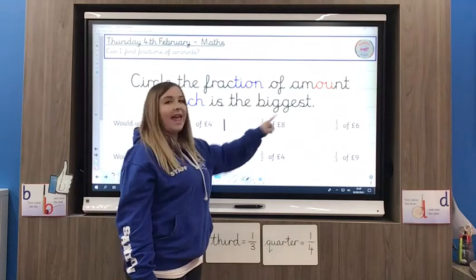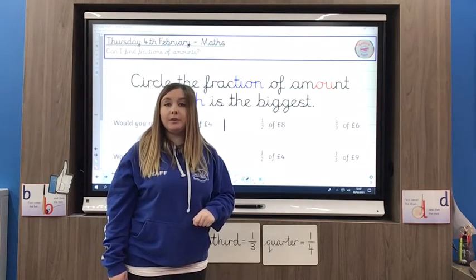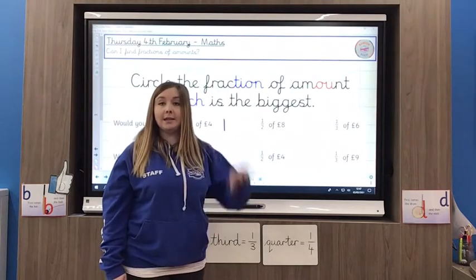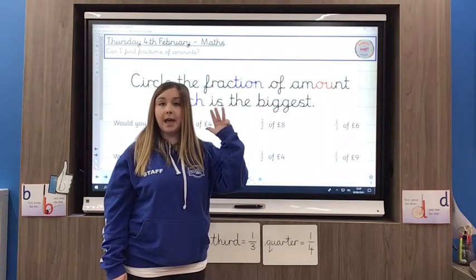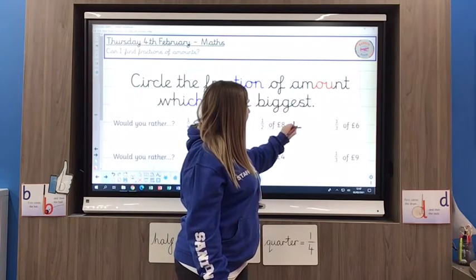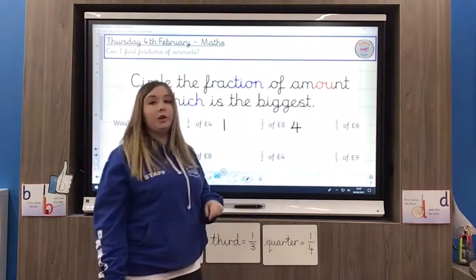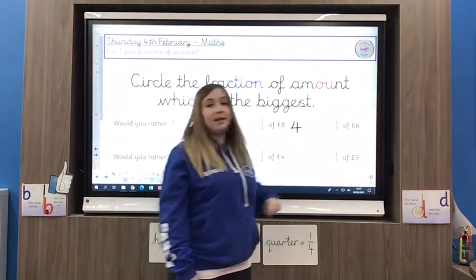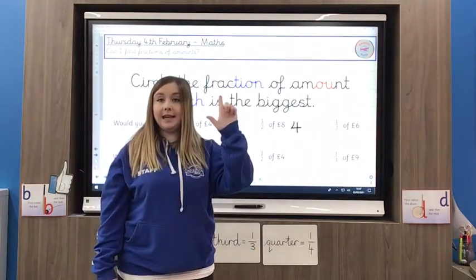1/2 of 8. So we're going to count in 2s because that's our denominator until we get to 8. 2, 4, 6, 8. That was 4 times. And then 1/3 of 6. Counting 3s till we get to 6. 3, 6. That was 2.